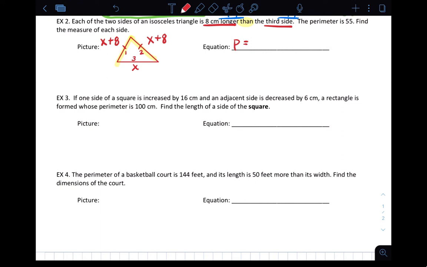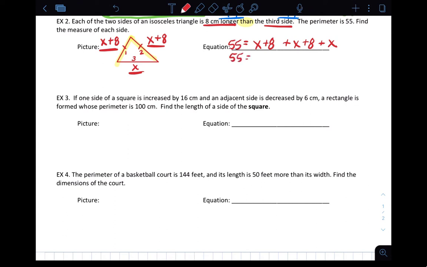Whenever we talk about perimeter, remember it's the sum of all sides. So we're going to add up all the sides. So I'm going to take side 1, x plus 8, and add it to side 2, which is x plus 8, and add that to the third side, which is x. And they did give me the perimeter of this, which is 55. This is a great equation, but I want to clean it up.